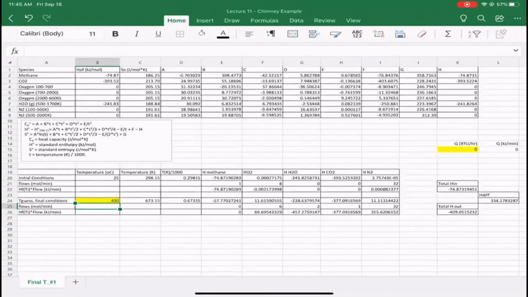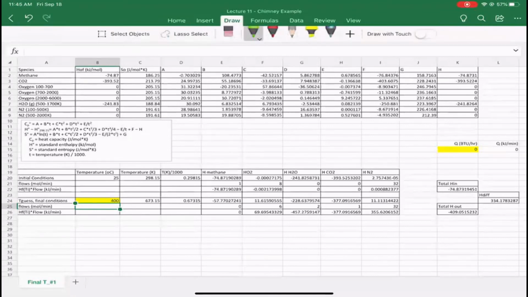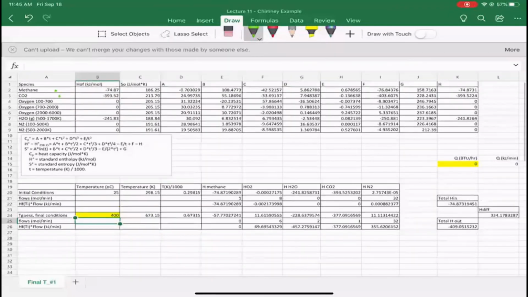At the very top of the sheet, I have all of the species that we have to account for in this problem. Here's methane, and CO2. You notice that we have 3 lines for oxygen, each in a different temperature range, because I didn't know where the final temperature was going to end up the first time I solved this problem. So I made sure I had all the coefficients here. I have water, and then 2 lines for nitrogen. So I have all 5 species, but more than 5 rows. Just keep that in mind.